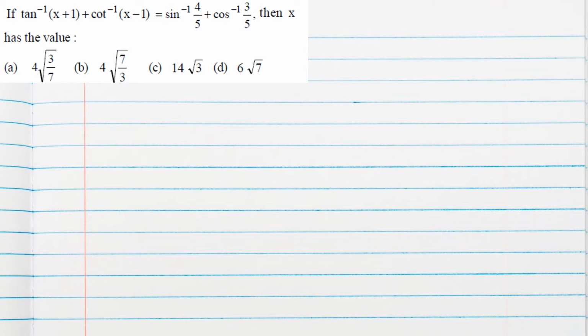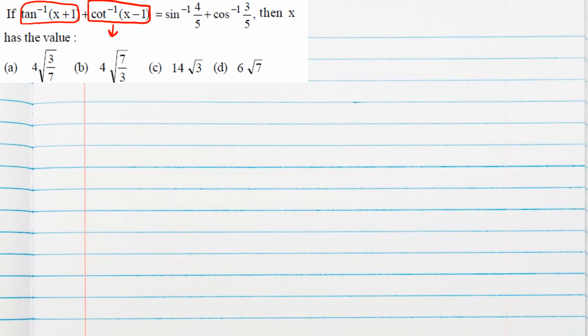Next question is tan inverse(x+1) plus cot inverse(x-1). Now see, we have two formulae for tan inverse A plus tan inverse B and tan inverse A minus tan inverse B. For tan inverse and cot inverse, the addition formula is not there. That means this needs to be converted into tan inverse. We have a cot inverse A plus cot inverse B formula also, but then this can be converted into cot inverse. But I'll convert this into tan inverse.